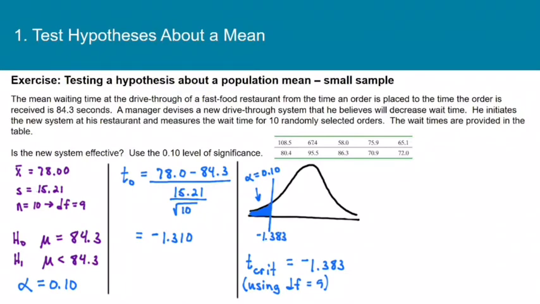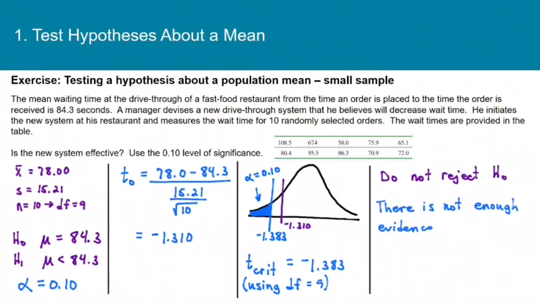And now it's time to draw our test statistic onto our diagram here. And our test statistic is negative 1.310. So that's going to be a little bit to the right of this critical value because it's just a little bit larger than the critical value. And so now you can see that our test statistic is not in the shaded region, and that means we do not reject H naught. And now we can state our conclusion, which would be that there is not enough evidence to conclude that the average drive-through time has dropped below 84.3.